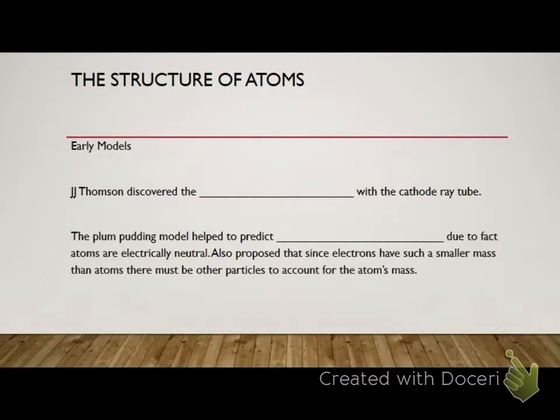J.J. Thomson is very important, and that's because he discovered the electron. And he did so with the cathode ray tube. Okay? So he passed a current through there and he realized that there were charged particles. If you're more interested in that, there's a lot of information to be had on him, but we're just going to hit the highlights.